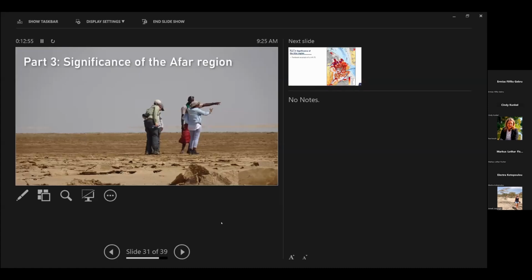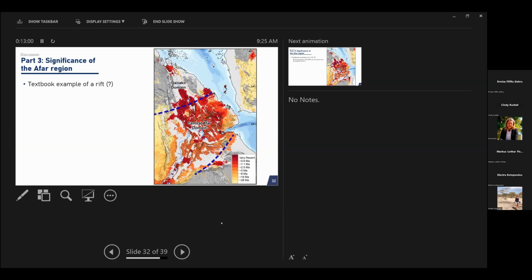Okay, the last part is about the significance of the Afar region, and that comes with this question. Yeah, it's a textbook example of a rift. Yes, but during our review work, we identified two different domains with different structure and geological history, namely the central Afar domain here and the Danakil domain. And you can already see all this yellow to red color are magmatic material. You can see already that there's a big difference between the central Afar domain and the Danakil domain.